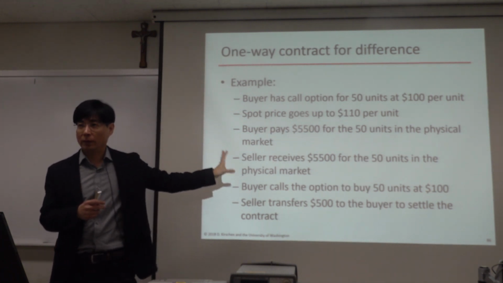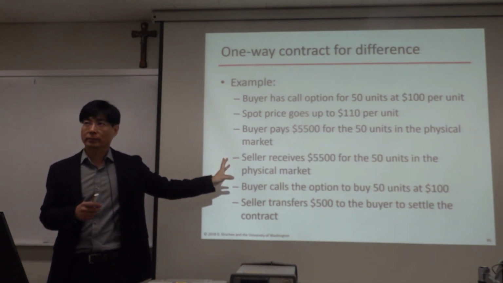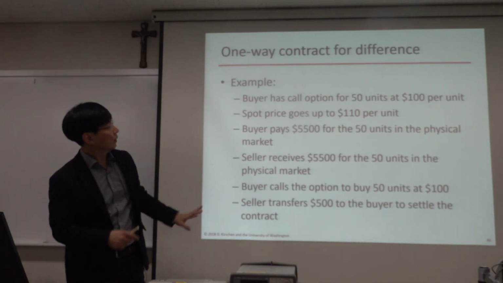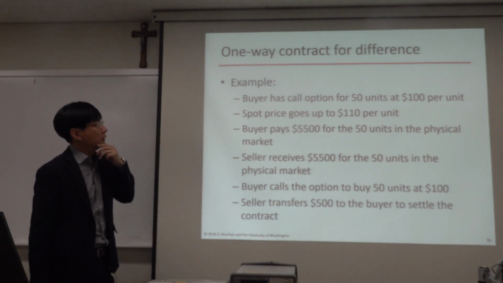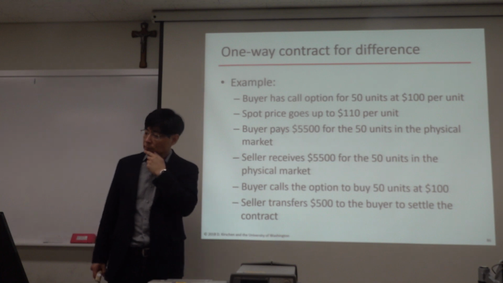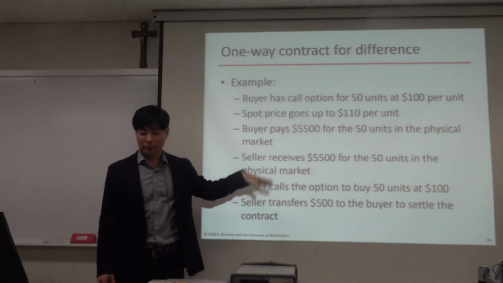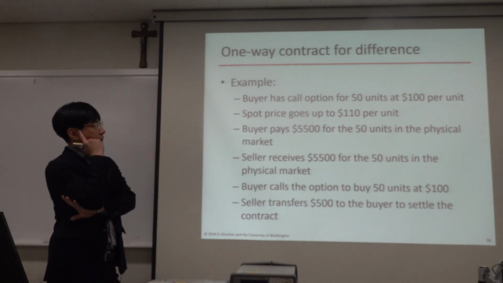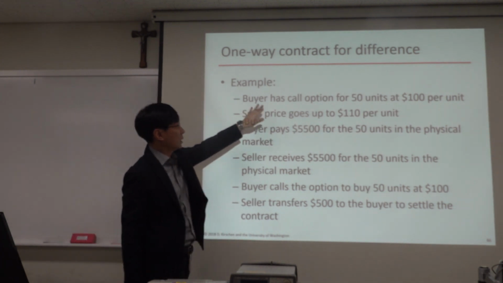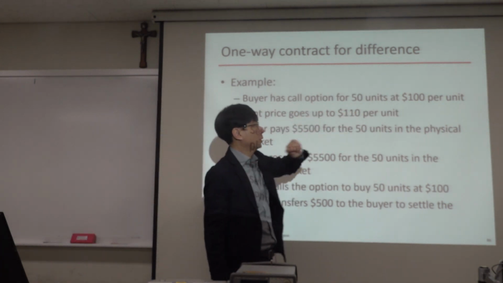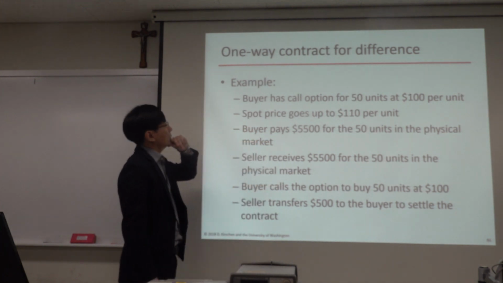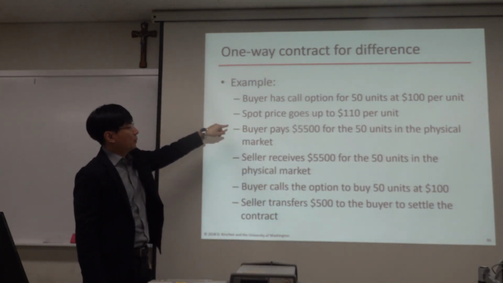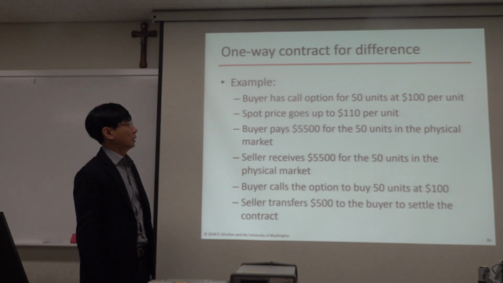Actually, this is a very obvious thing, so let's just look at it. One-way contract for difference: the mathematics is just arithmetic calculation. The buyer has a call option for 50 units at $100 per unit, and the spot price goes up to $110 per unit.